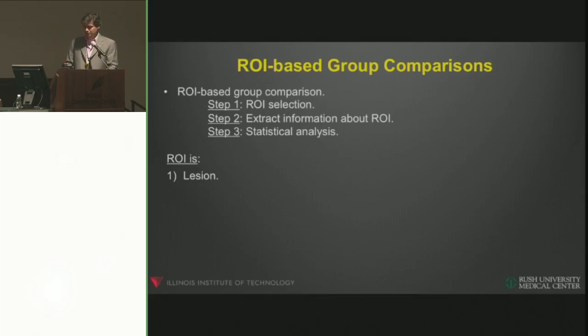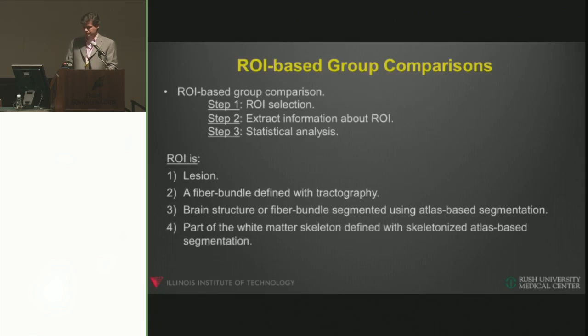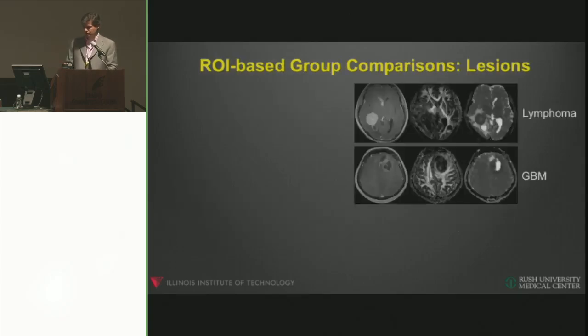And how you conduct ROI-based group comparisons depends on what the ROI is. So if the ROI is a lesion, or if the ROI is a fiber bundle that is defined with tractography, or if the ROI is a brain structure or fiber bundle that is segmented using atlas-based segmentation, or if it's part of the white matter skeleton that is defined with skeletonized atlas-based segmentation, depending on what the ROI is, you perform ROI-based group comparisons differently.